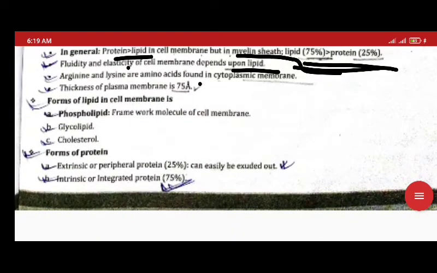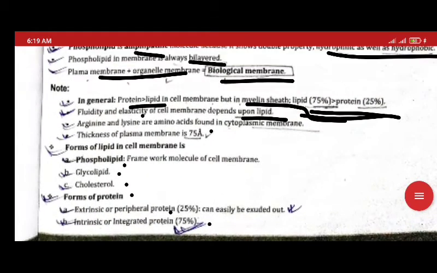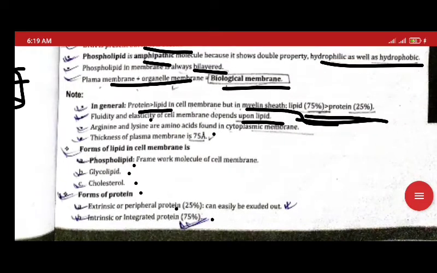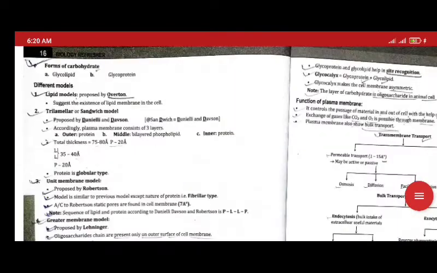Now the forms of lipid are phospholipid, glycolipid and cholesterol. The forms of protein are extrinsic, meaning outer protein, 25 percent, and intrinsic, meaning inner protein, 75 percent. So mainly the cell membrane is selectively permeable and contains more protein than lipid. Forms of carbohydrate are glycolipid and glycoprotein.